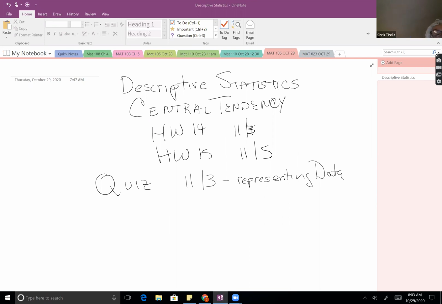There will be a brief quiz on Monday. It'll probably be available after class, and it'll be due by the end of the day on Tuesday. It'll be on representing data graphically.